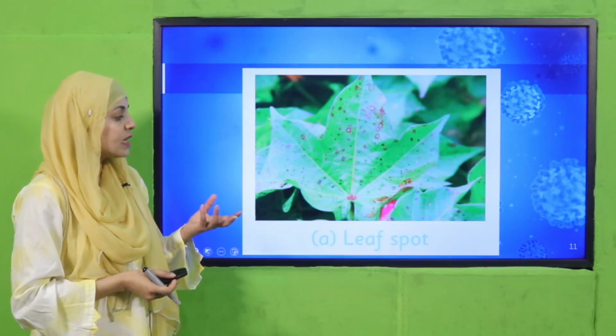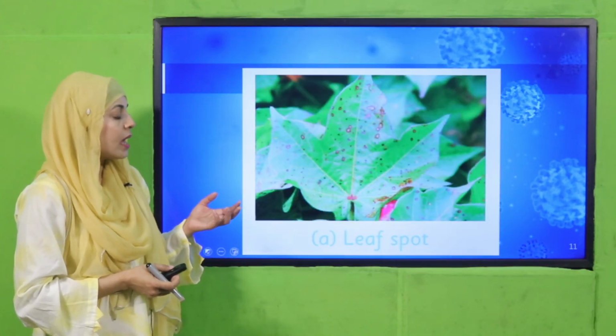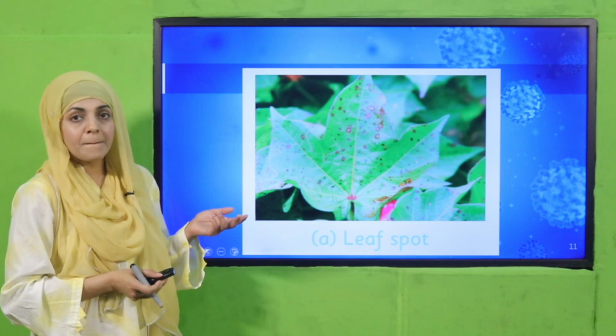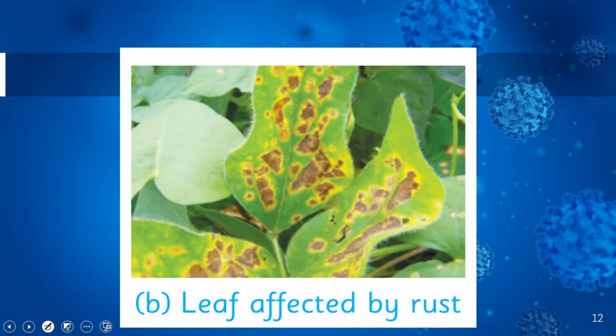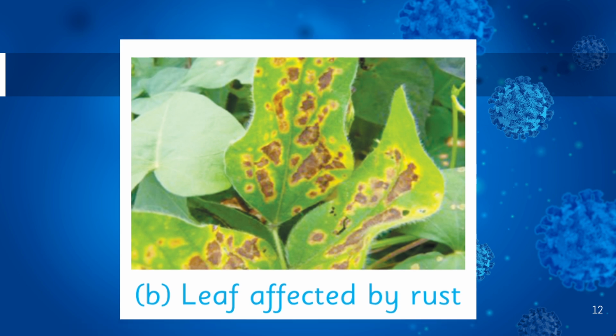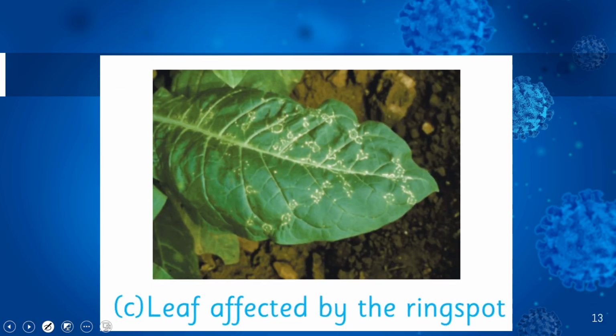So here you can see this is leaf spot, and leaf spot is caused by bacteria. Then this is a leaf affected by rust. This is caused by a fungus. And this is a leaf affected by ring spot, and this is caused by a virus. So even in plants, different diseases are caused by microbes.